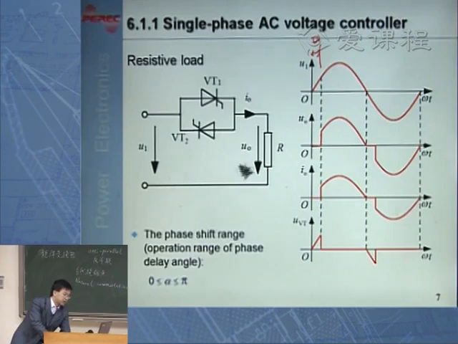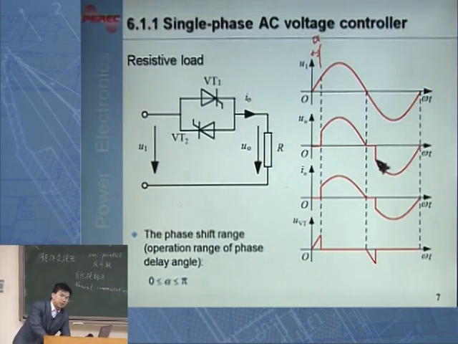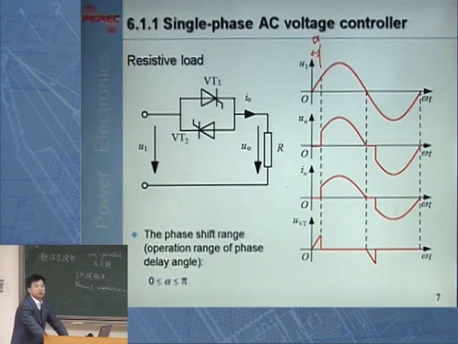So VT2 will be under positive voltage, therefore when you trigger VT2, the current will be conducting through the load, VT2 and back to here. Okay? Therefore, load voltage will be same as input again. Because now this input is negative voltage, so the load voltage will also be negative, until at this instant when this negative voltage is decreasing to 0, and therefore the load current is also having the same waveform as voltage, and therefore also decreasing to 0 at this instant, and VT2 will be turned off. Okay? So you can see very simple.